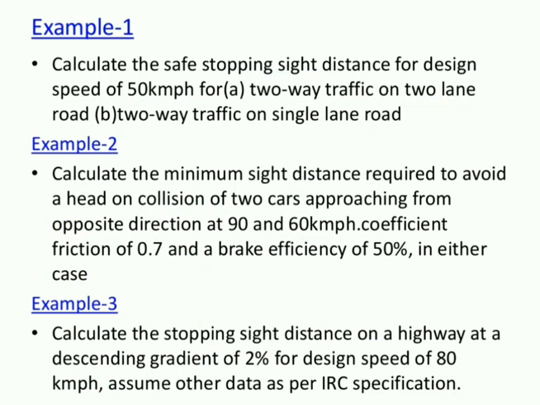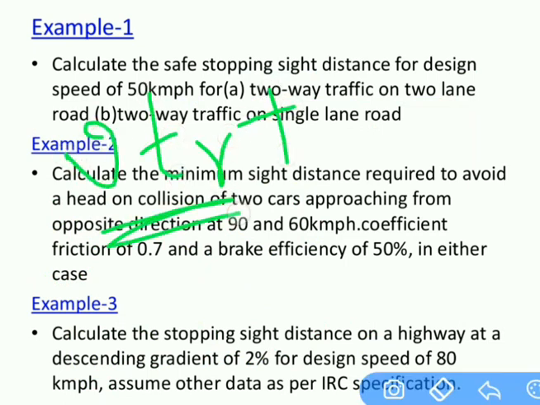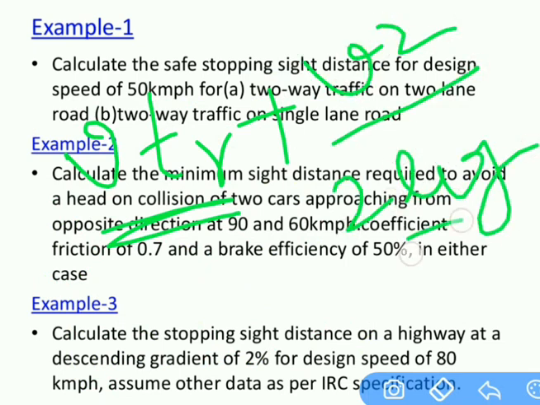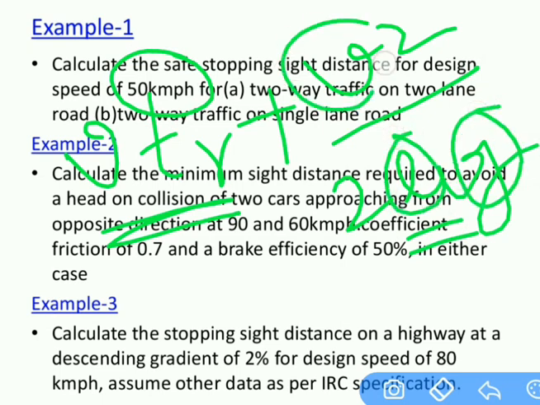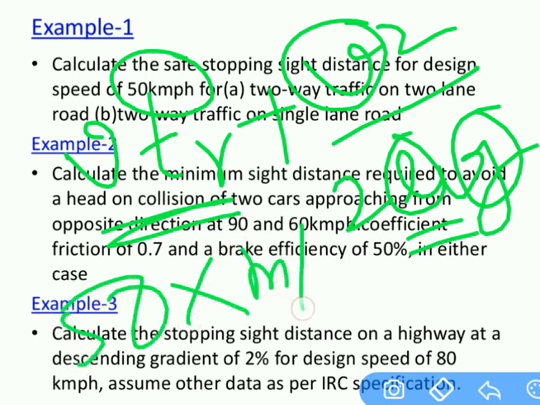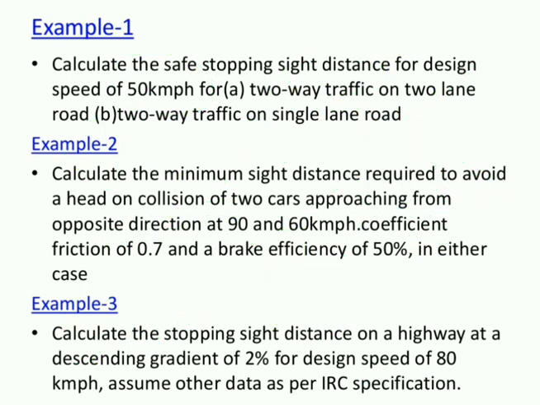Next, what is the formula? V into TR, the lag distance, plus braking distance, V square by 2 mu g. Here the mu value is not given, but it is given that the speed is 50 kmph. Then what is the mu value? 0.37. Directly you have to substitute. What is the g value? 9.81. Then what is the velocity value? The speed is 50 kmph, so first convert into meter per second. How are we converting? Simple.